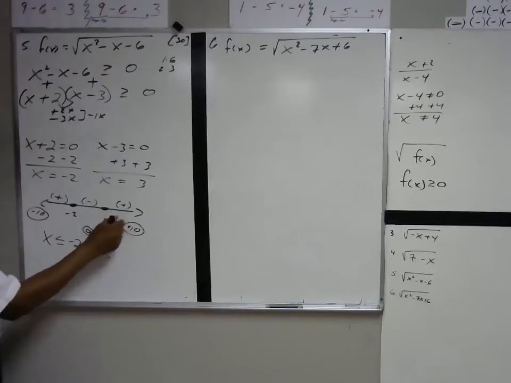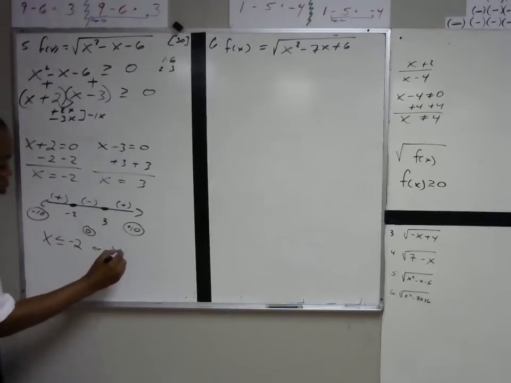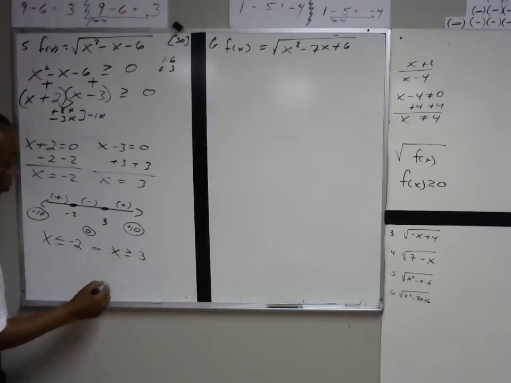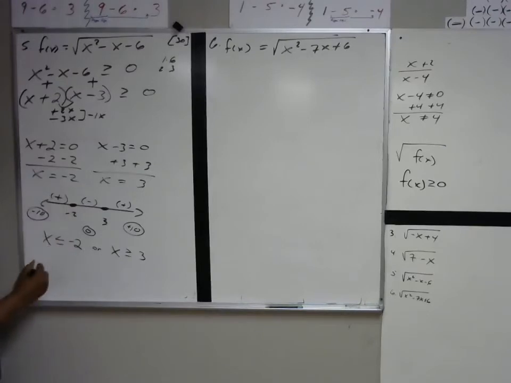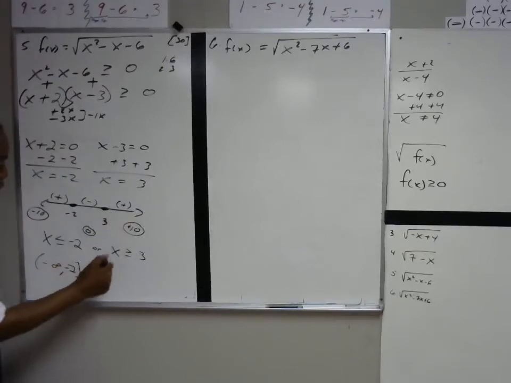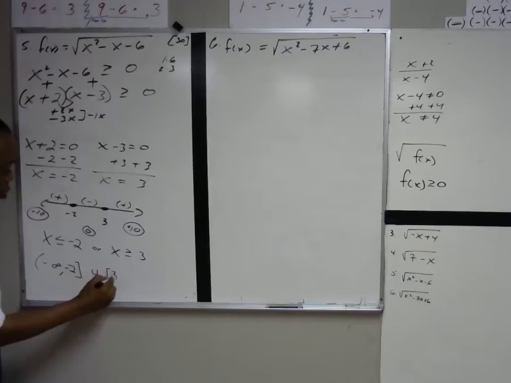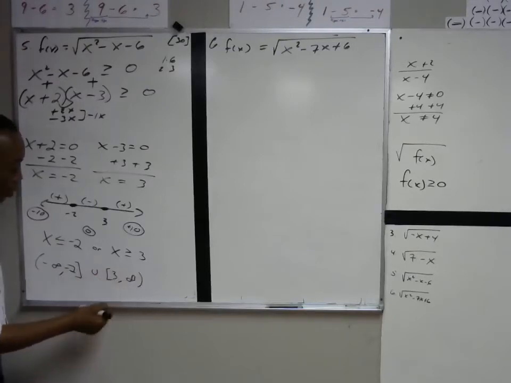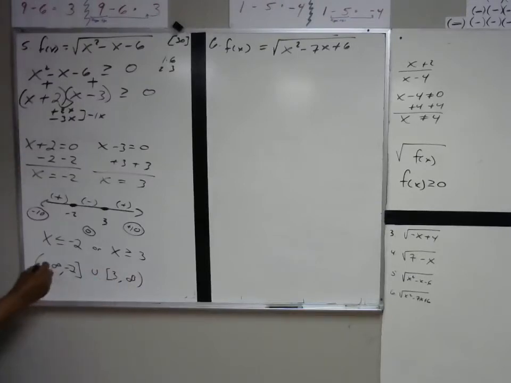And we have this portion right here, which is x is greater than or equal to 3. The interval notation for this area would be negative infinity to negative 2, bracket, union with this area right here, which is bracket 3 to positive infinity. Okay. So this would represent your domain.